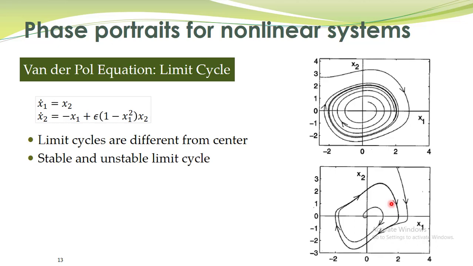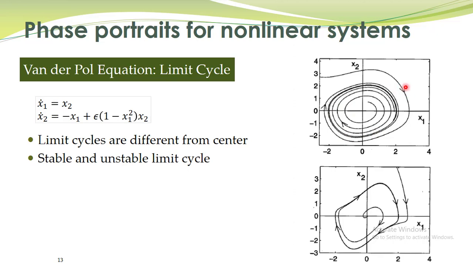So we can have stable limit cycles and unstable limit cycles. This one over here is called a stable limit cycle. That is, finally trajectories will always converge to this orbit. Whatever our initial conditions, trajectories will converge to this orbit. There are unstable limit cycles as well. That is, this orbit does exist.